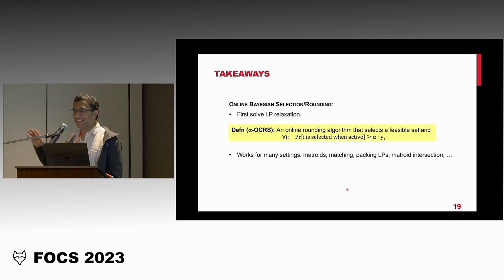Okay, so again, the main key takeaway of this part of the talk, which was the main heart of the entire thing, was that for lots of these online Bayesian selection problems, there are good online rounding algorithms that exist, which get you constant approximation for matroids, matchings, packing LPs, matroid intersection, and all of them. And for many of them, we have pretty good understanding of even the right constants.